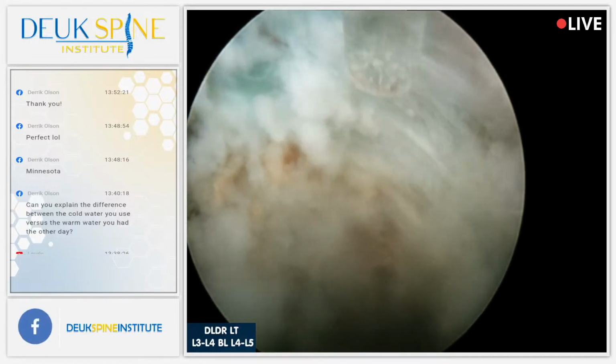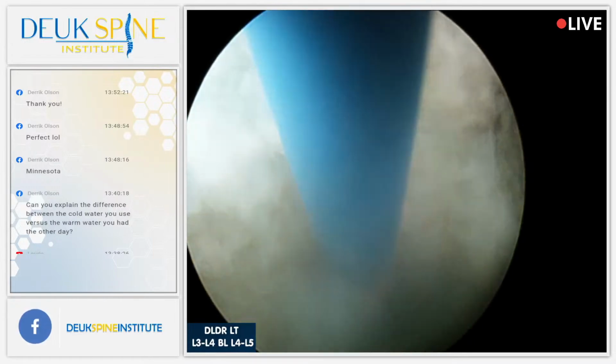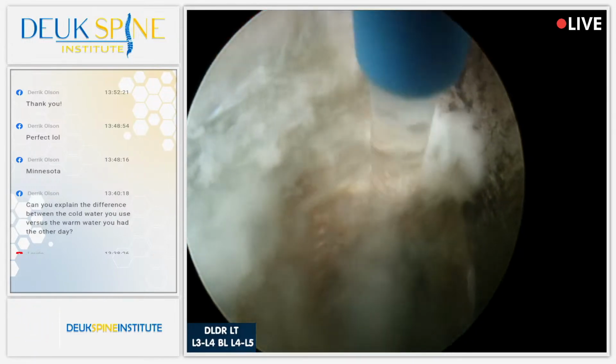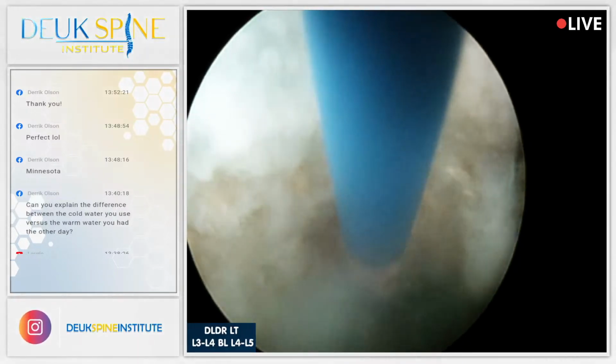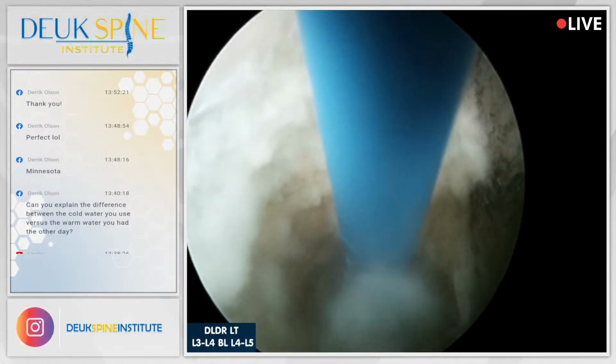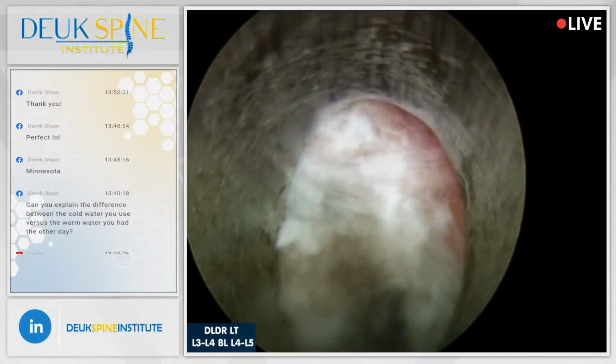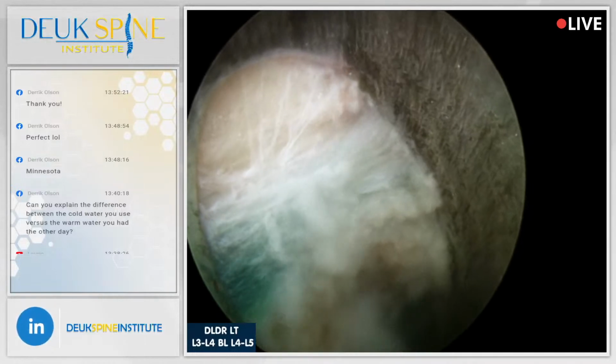So what are some of the white things? Well, some of it's annulus, some of it's posterior longitudinal ligament, some of it's scar tissue, some of it's bone, and even normal disc nucleus can be white. Normal nucleus is white. All right, so there we go. We've done most of this, about 90%. There's a tiny, tiny bit left.